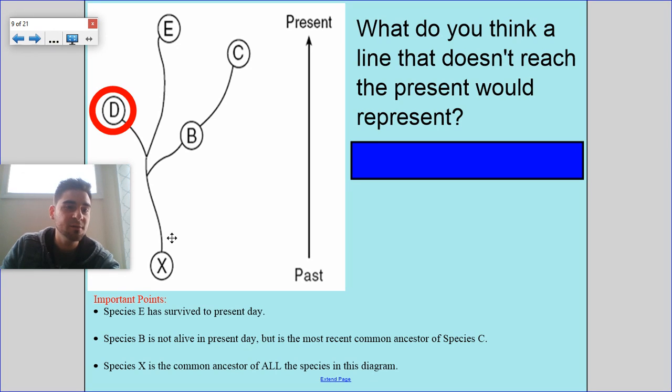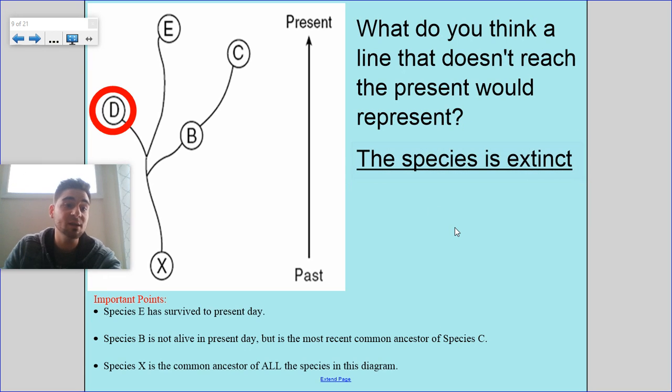Now, species X would be happy to see maybe that species E is still alive, but species X might not be happy about species D. What this is showing here is that since it's not alive to present day, the species has gone extinct. So whenever you see on a diagram that a branch just ends abruptly, the species is extinct. Okay, so species D is extinct because the branch ended.